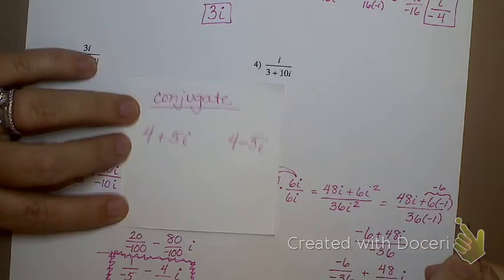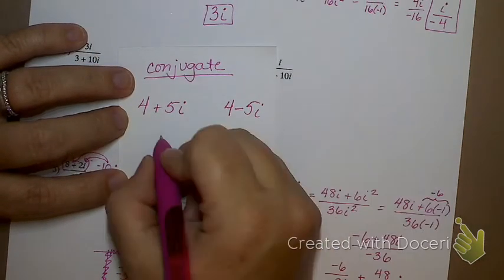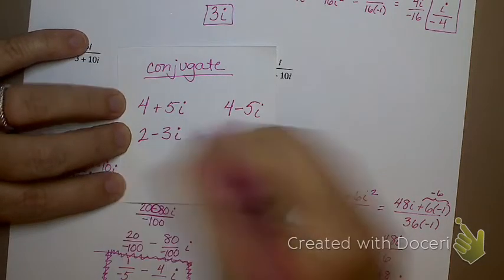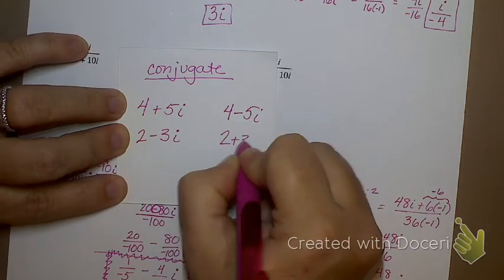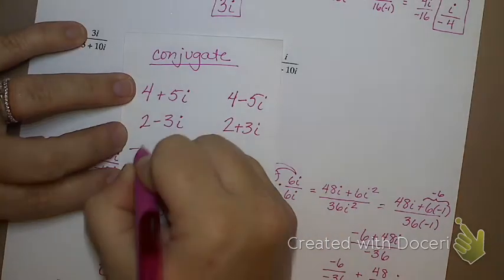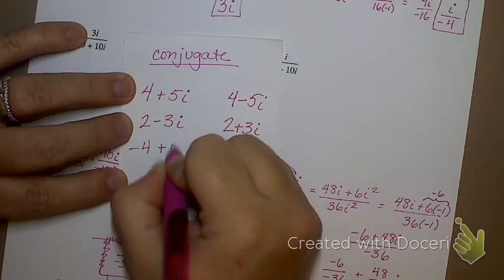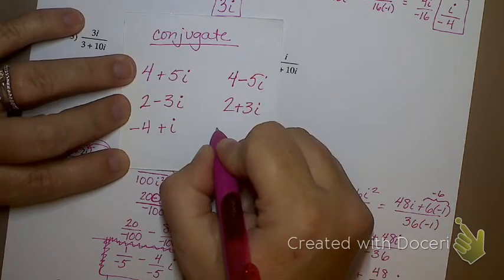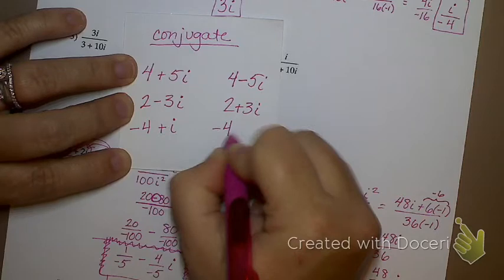4 minus 5i. So the conjugate is the opposite. If I gave you 2 minus 3i, guess what the conjugate is? What if I gave you negative 4 plus i? What's the conjugate? Careful. No, it's negative 4 minus i. It's negative 4 minus i.